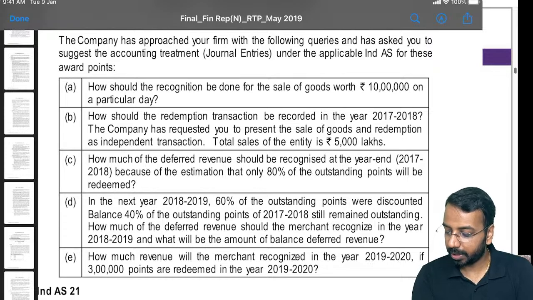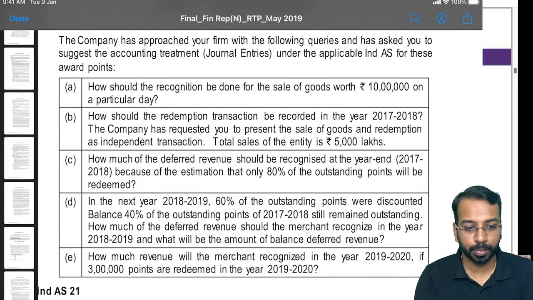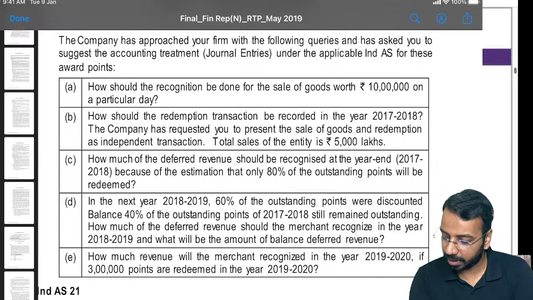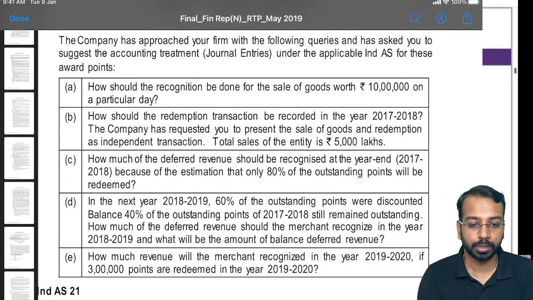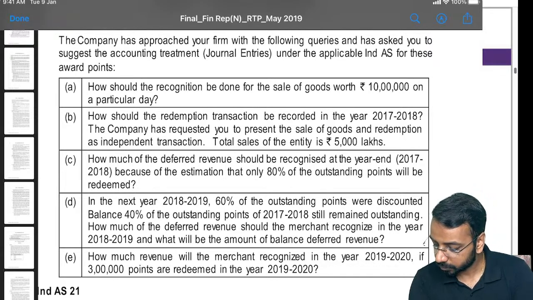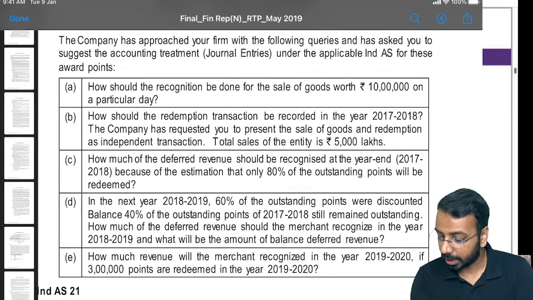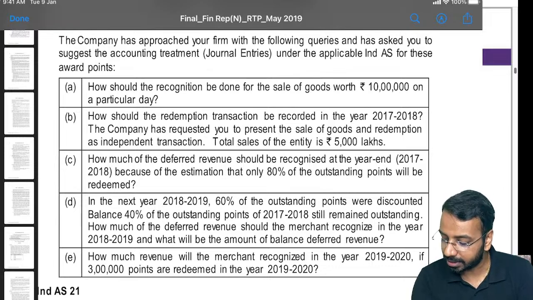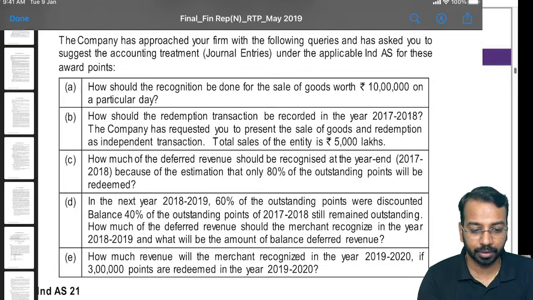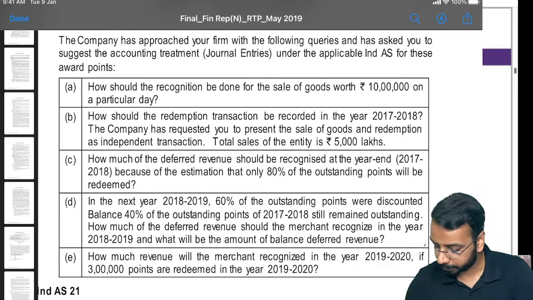How should the redemption transaction be recorded in the year 17-18? The company has requested you to present the sale of goods and redemption as an independent transaction. Total sale of the entity is 5,000 lakhs. Okay, so very huge numbers. Then, sorry, how much of deferred revenue should be recognized at the year end 17-18? Deferred revenue means the revenue which the entity is not yet entitled to. Okay, so how much of the total amount should be deferred? That is the next question.